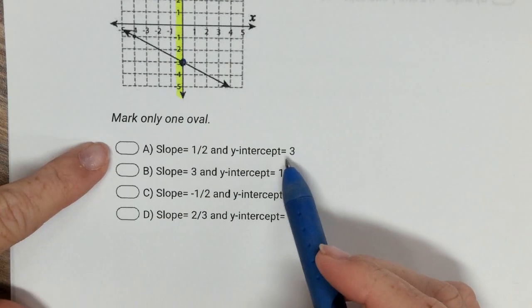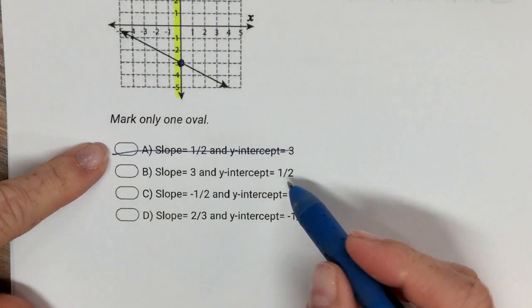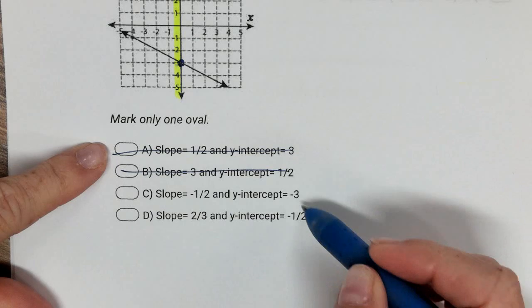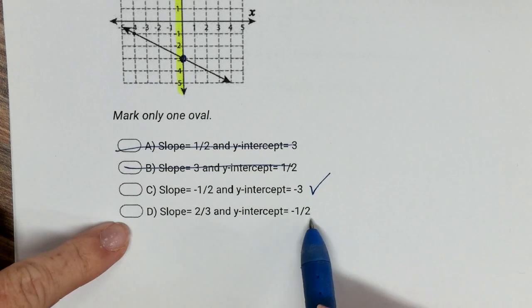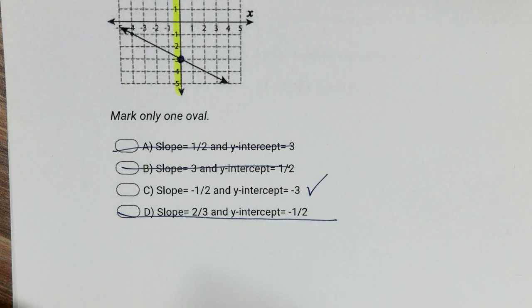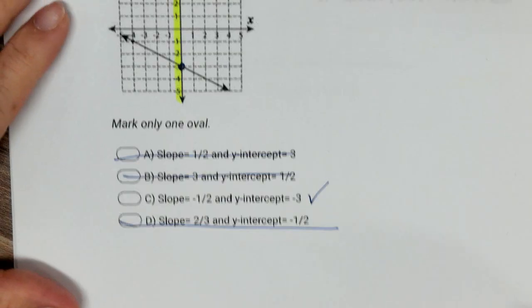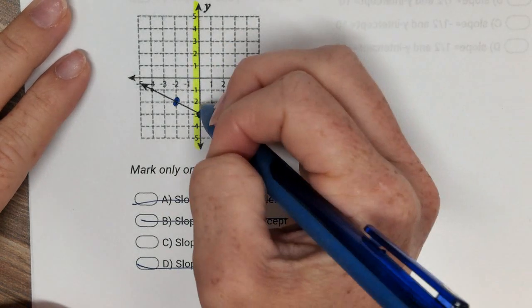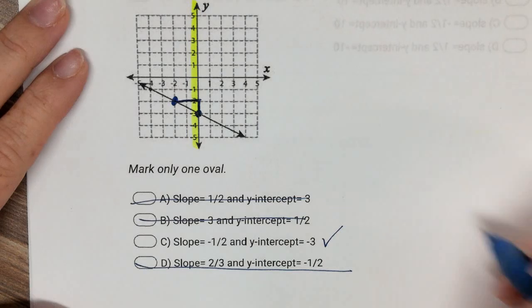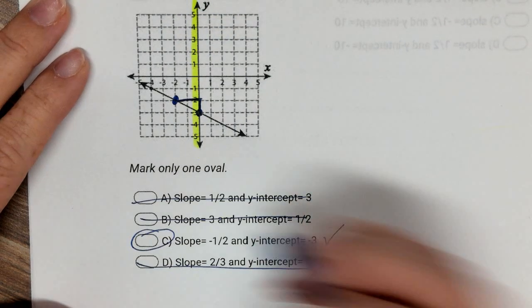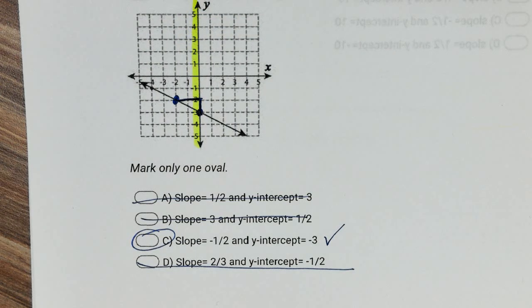Look at A. Can I mark it out? Look at B. Can I mark it out? Is C good? Is D good? Do I need to do anything else? Okay, but let's talk about the slope. The slope, I need 2 points. The rise is 1. The run is 2. And it's going down for negative. So that is correct.